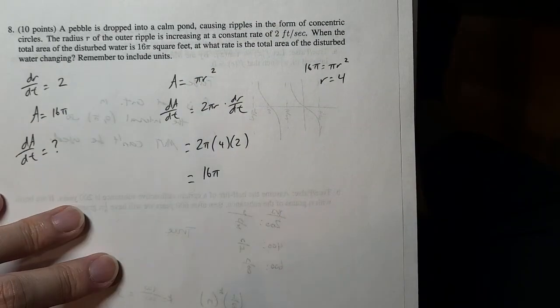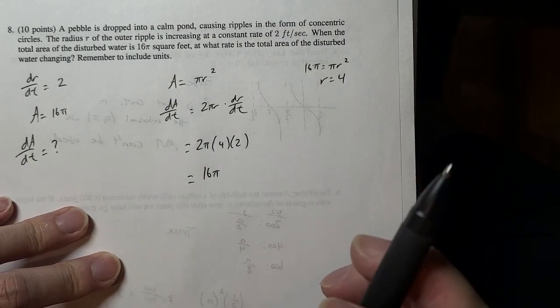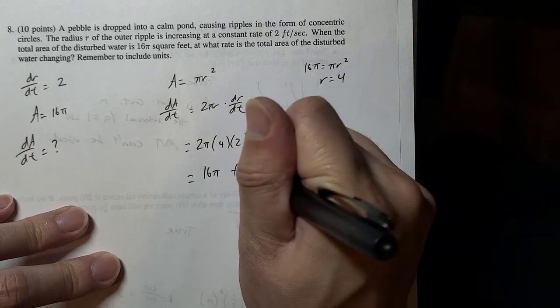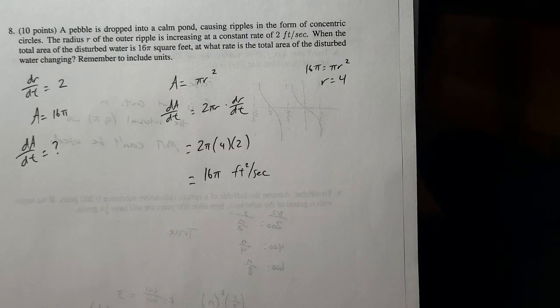It even says remember to include units. What are the units of area changing with respect to time? Area would be feet squared. Time is seconds, so feet squared per second. Very easy related rates problem.